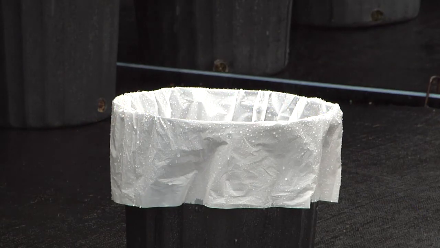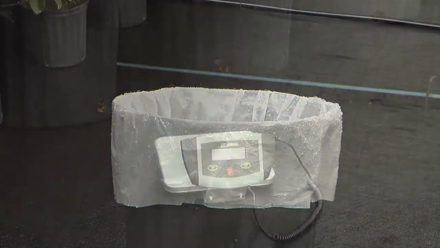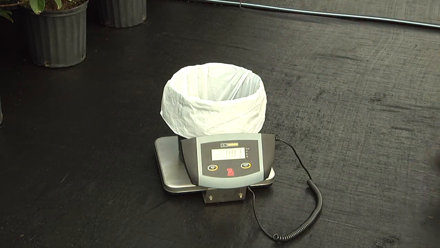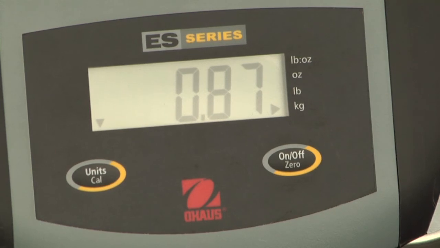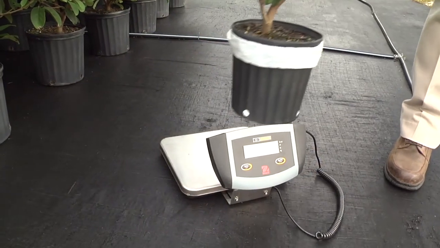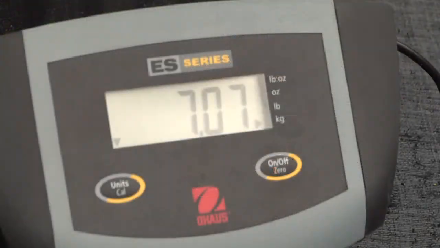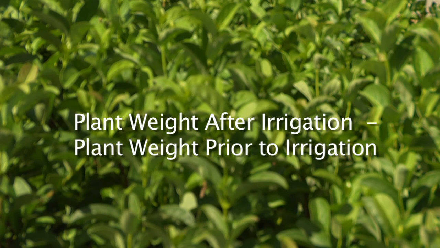Now, irrigate the production area and plastic-lined containers. After irrigation, weigh each plastic-lined container with water and average the weights. Also, weigh each plant with plastic-lined container after irrigation and average the weights. Determine the plant weight gain by subtracting the average weight of plants prior to irrigation from the average weight of plants after irrigation.